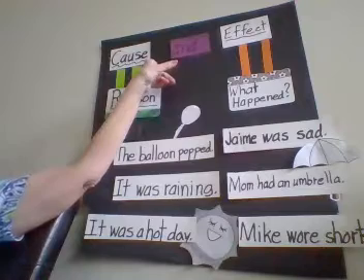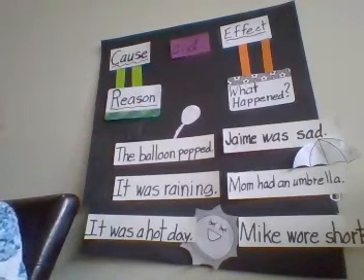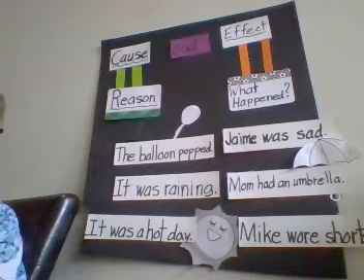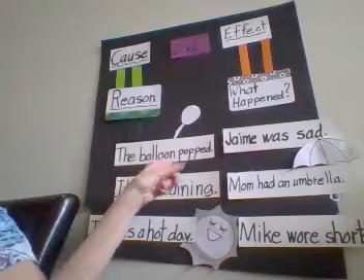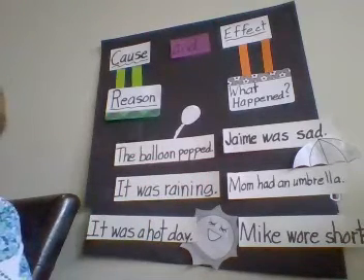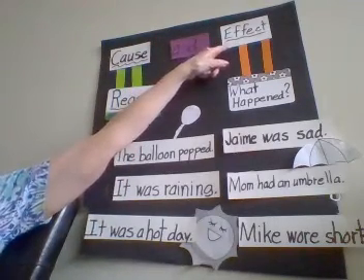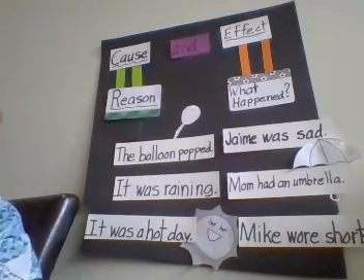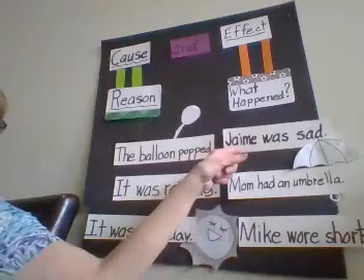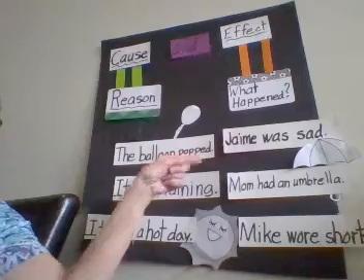So cause means reason. The cause of something happening is the reason that it happens. Our first example right here: the balloon popped. Well, that's the cause of something that's going to happen. So let's look at the effect. The effect is what happened. Well, what happened? Jamie was sad. And the cause was the balloon popped.